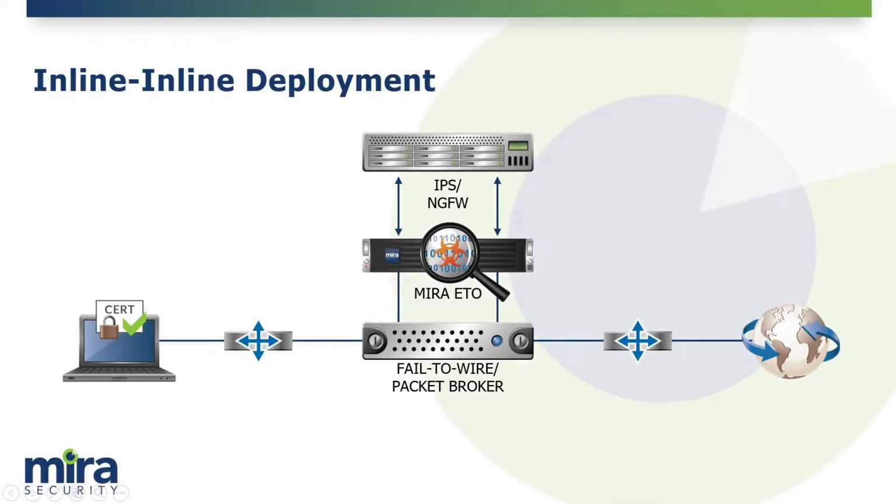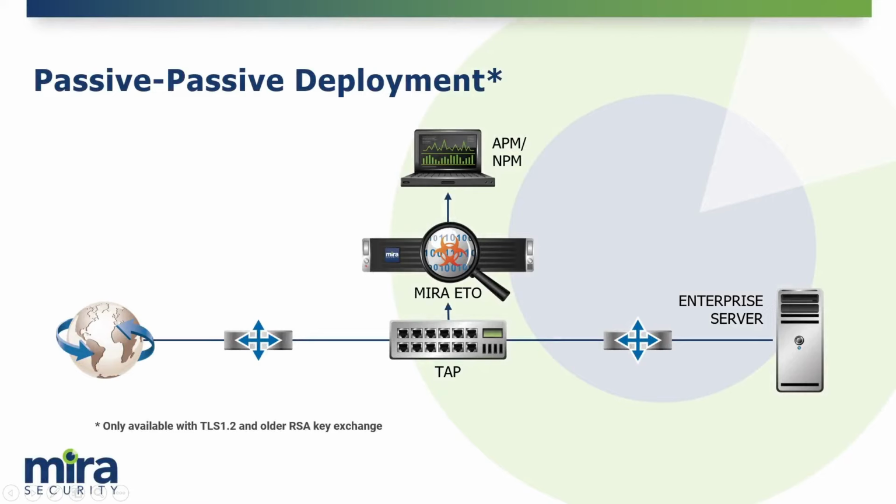It can also be deployed in an inline configuration. This is where the ETO decrypts the traffic, passes it on to an active security tool such as an IPS, which will then monitor the traffic for malicious activity. If it detects anything suspicious, it will then be able to block the traffic. If everything checks out though, it passes it back to the ETO, which will then resign the traffic and send it to the destination.